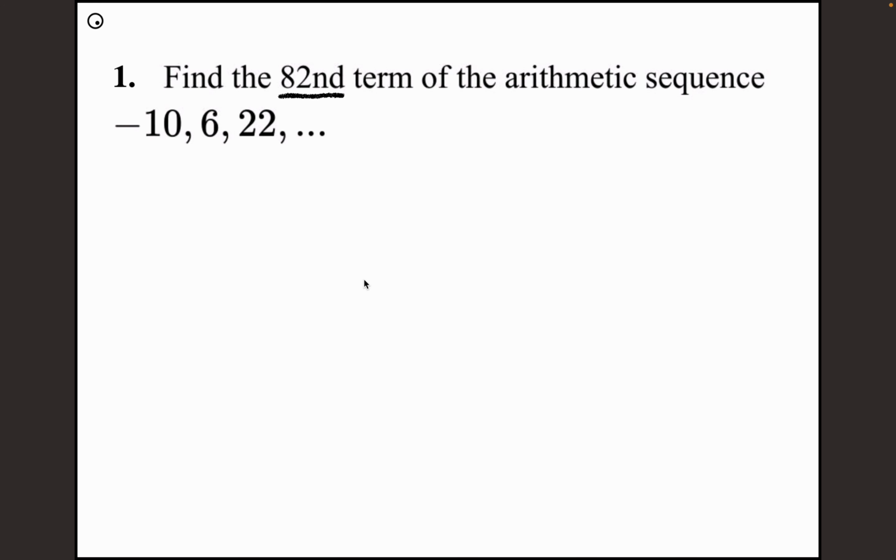Okay, and what these are going to be is this is going to be our a1, this is going to be our a2, and this is going to be our a3. Okay, so what we need to find with the 82nd term is that's like our a82. So we need to plug that into our equation. So let's go ahead and write down that equation again. That equation was an equals a1 plus (n minus 1) times d, the difference.